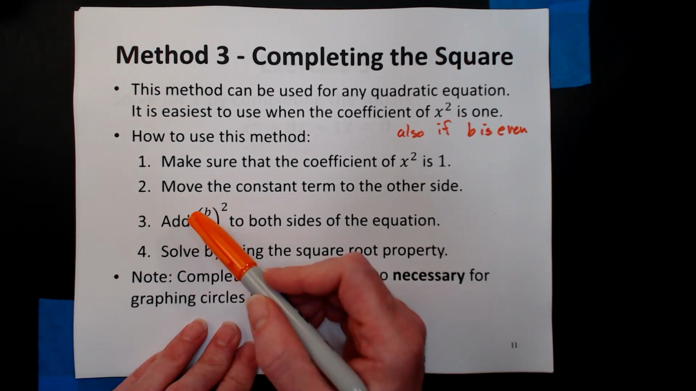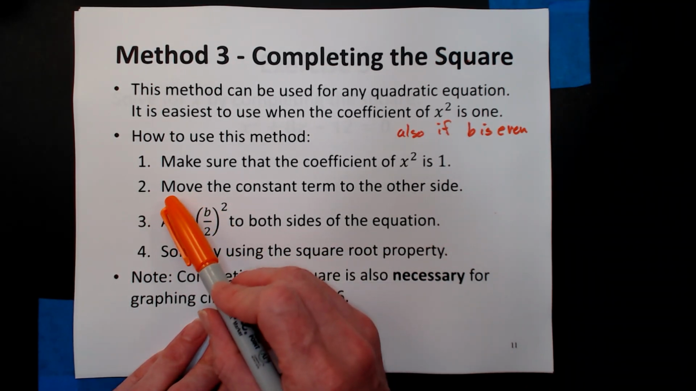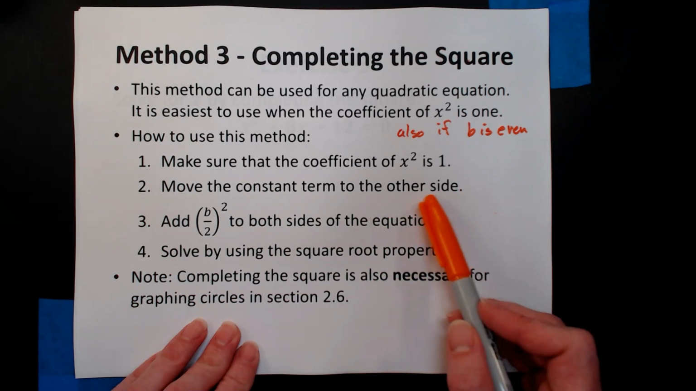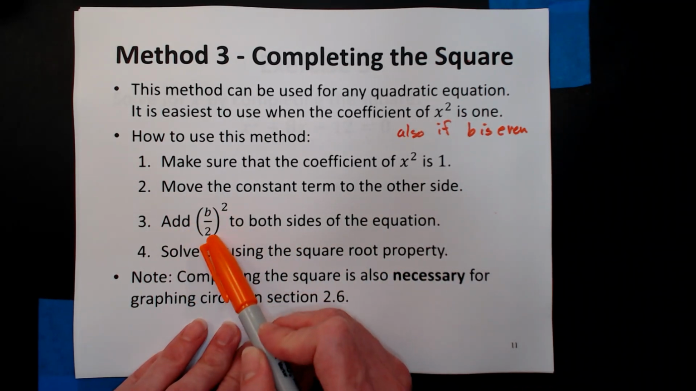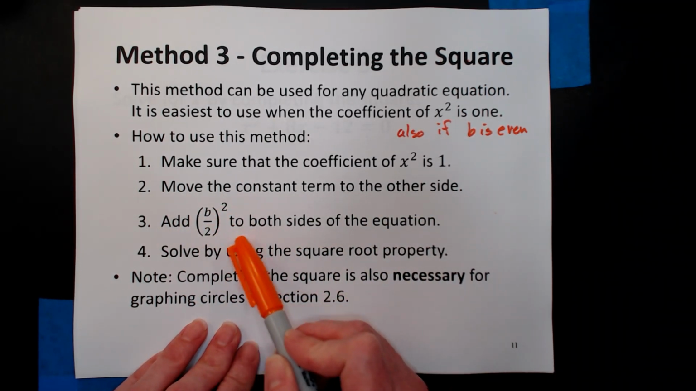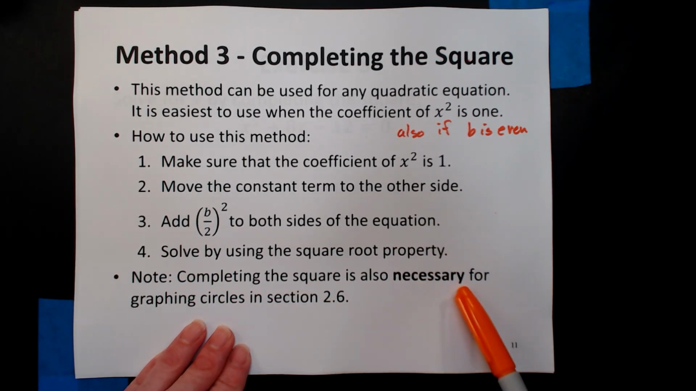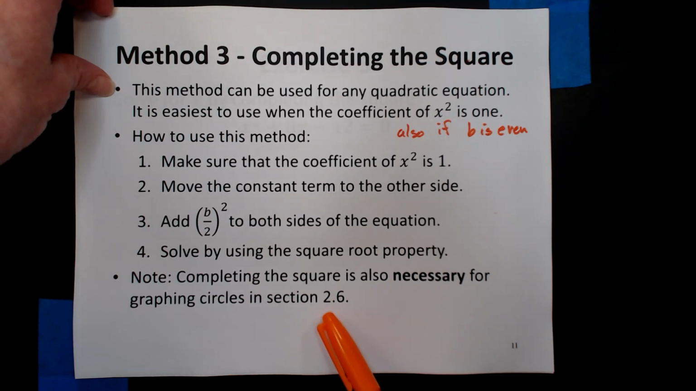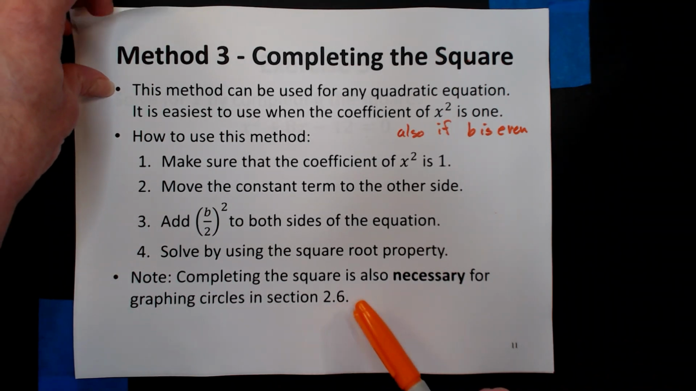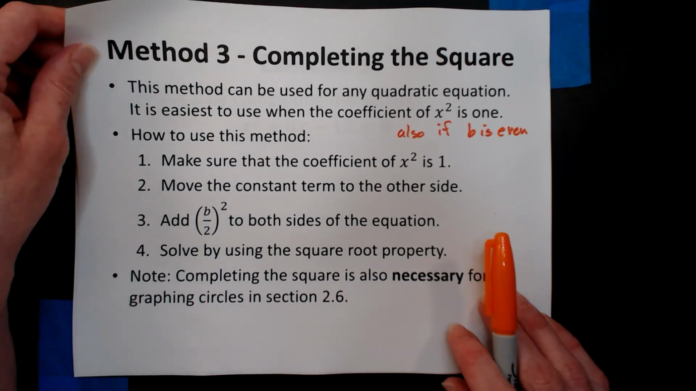If it's not, I would factor normally or use the quadratic formula. Move the constant term to the other side. Add half the middle term squared, b over 2 squared, to both sides of the equation. Solve by using the square root property. Note completing the square is also necessary for graphing circles. And it's also necessary to put parabolas in vertex form as well.